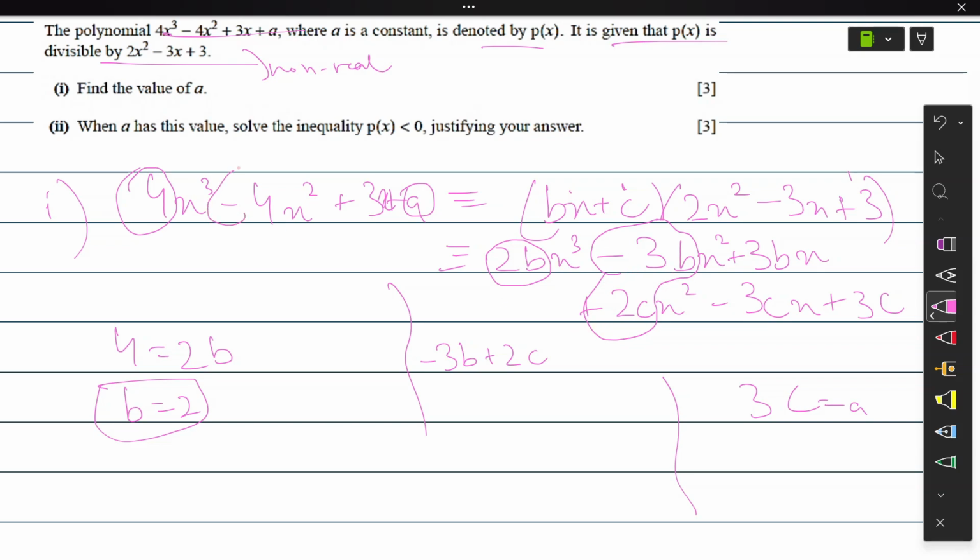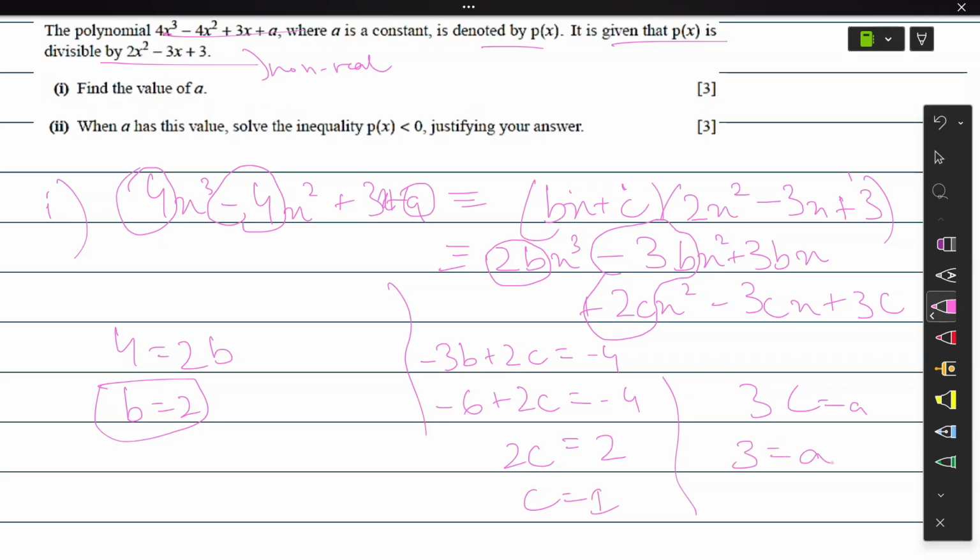In the actual form, it is minus 4. So equals to minus 4. Okay, so do I know b? I do know b. That is going to turn to minus 6 plus 2c equals to minus 4. Minus 6, that's going to turn to plus 6. 6 minus 4 is 2. 2c, c equals to 1.